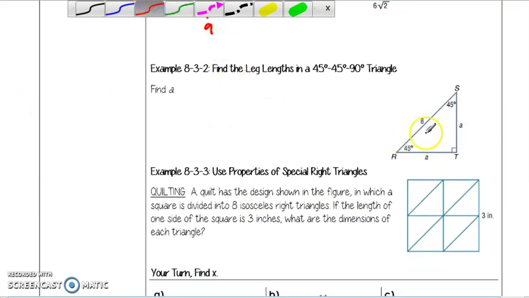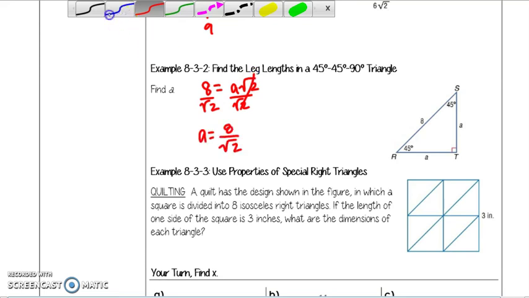So looking at this one, working backwards, if the hypotenuse is 8, what were the legs? So we know that 8 has to equal a radical 2, our side a times a radical 2. So let's go ahead and solve for a by dividing by radical 2. And that gives us a is equal to 8 over radical 2.